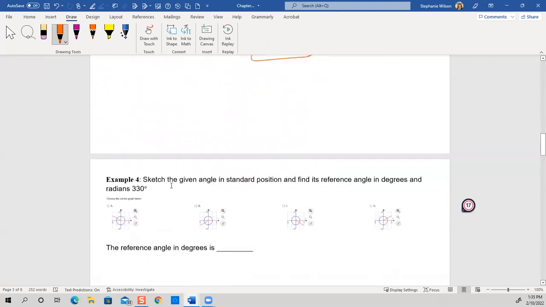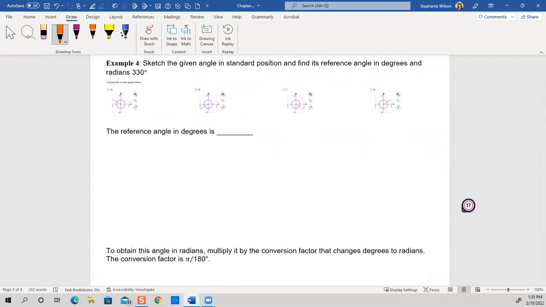Let's look at the next one. The next one is asking us to sketch this angle. So we're going to sketch the given angle in standard position and find the reference angle in degrees. So they said we have 330 degrees. Well, a complete circle is 360. So if I subtract 360 minus 330, I know that I get 30 degrees, right? So that's my reference angle.